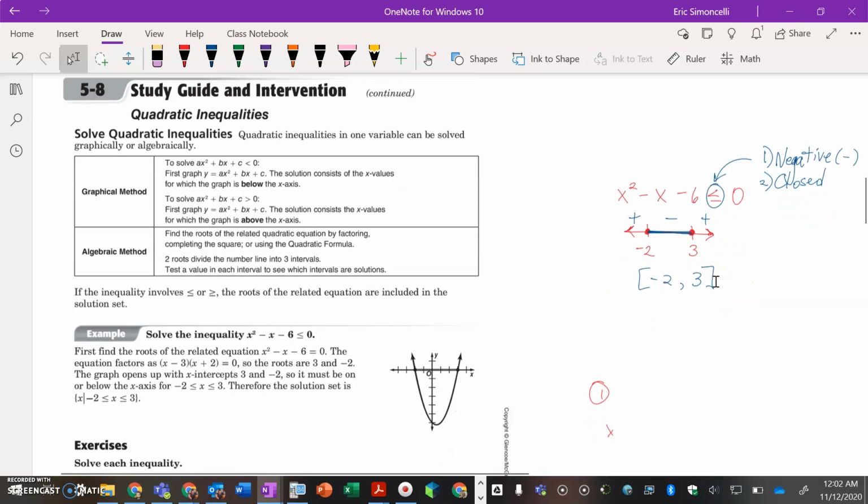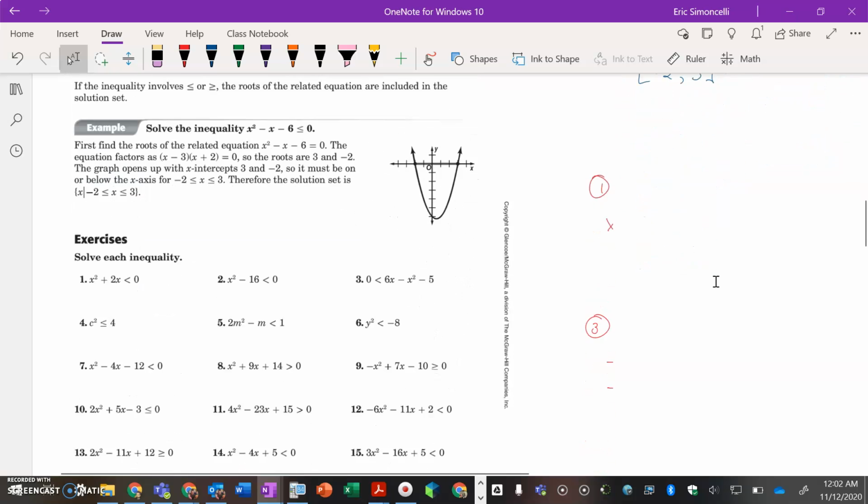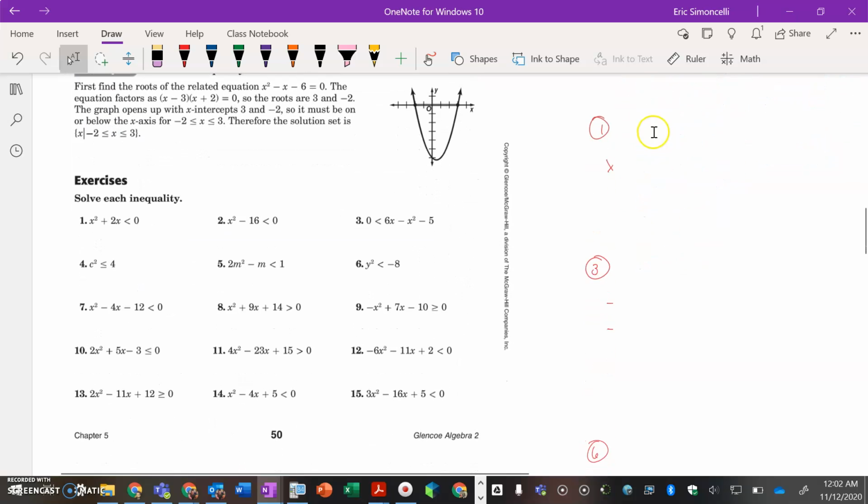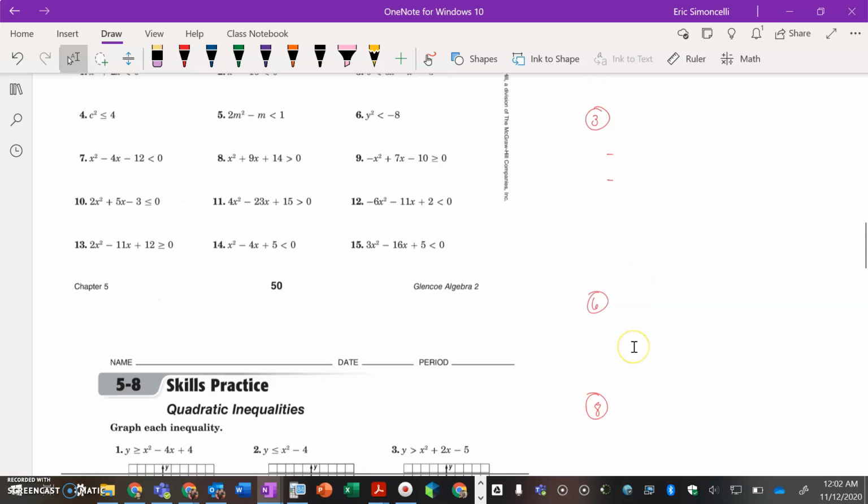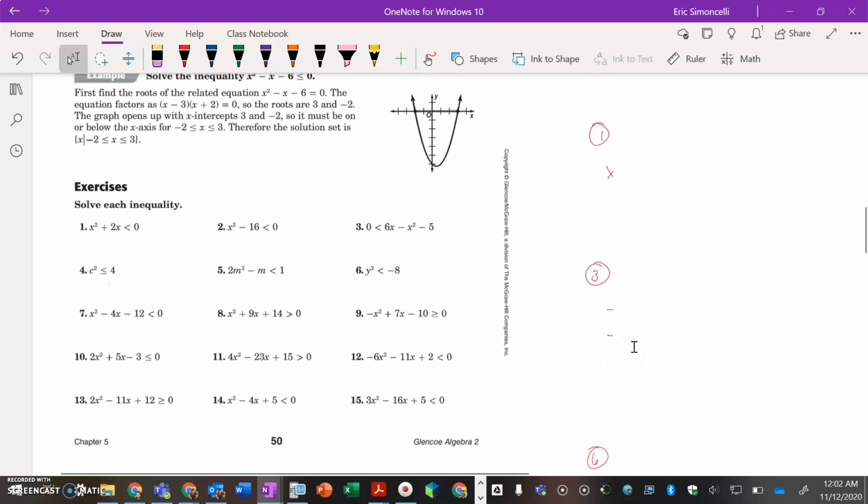I'm going to conclude the notes here, but I do want you to take a look at, and I will uncover, 1, 3, 6, and 8 so that you can see fully how those respective number lines take shape. And you can, of course, also graph it on your calculator to confirm.